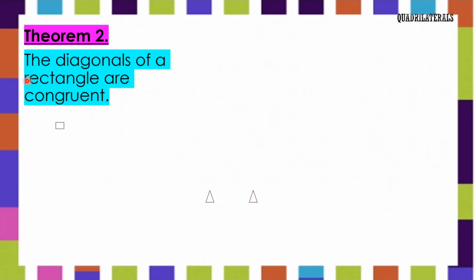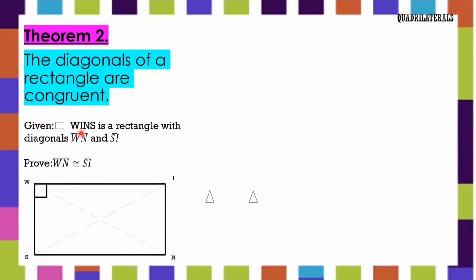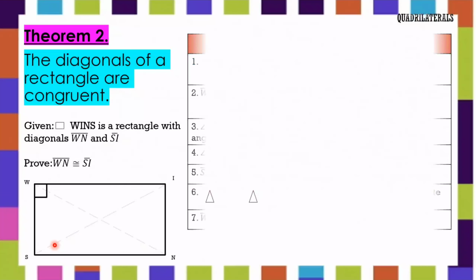2. For theorem number 2, the diagonals of a rectangle are congruent. So, let's say we are given that WINS is a rectangle with diagonals WN and SI. So, we need to prove that WN is congruent to SI. So, itong dalawang diagonal na to, kailangan nating i-prove na yan ay congruent. Okay? So, let's have the proof.